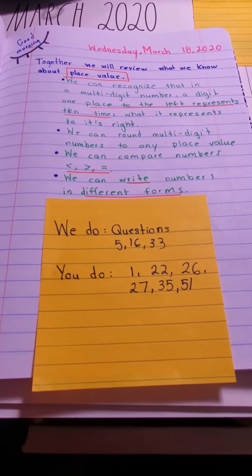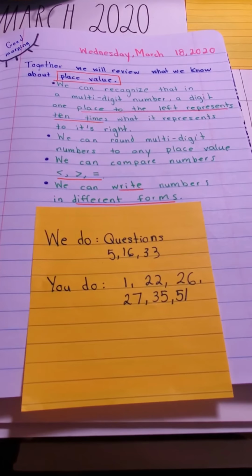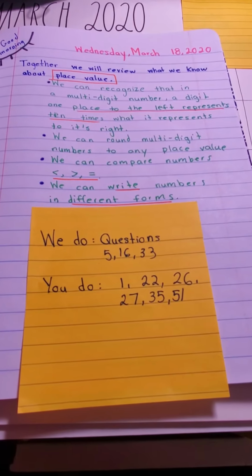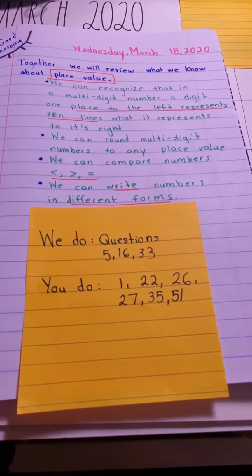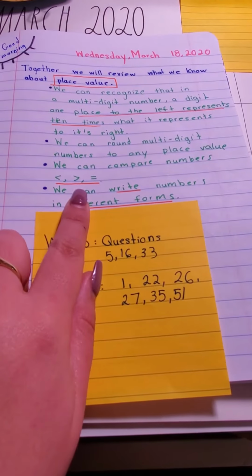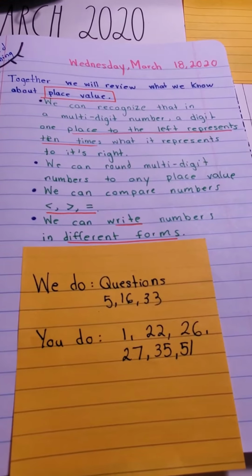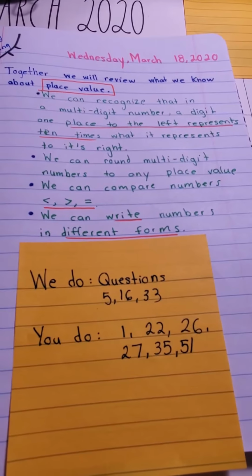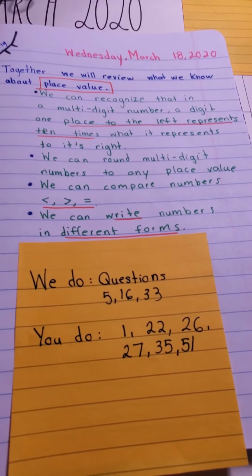focuses on place value, okay? Now, place value is very broad. And I'm going to be walking you through three major areas. One of them is going to be comparing numbers using the signs less than, greater than, or equal to. We're also going to be looking at place values and understanding that a digit in a multi-digit number, a digit one place to the left represents 10 times more than what it represents to the right.